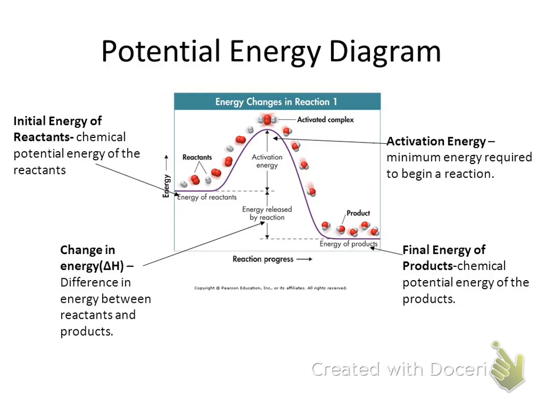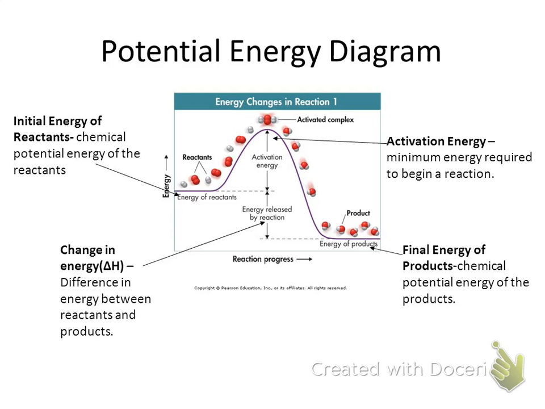Next, our last part here on the side, we're still on the right side, will be our final energy of our products. Once we've gone through our activated complex, once the reaction has gotten started and we've made our products, how much energy is stored in those bonds? Last but not least, we have our total change in energy. In our previous unit, we said that was our delta H. Since we have our delta H, that's going to be the difference between our final and our initial energy.